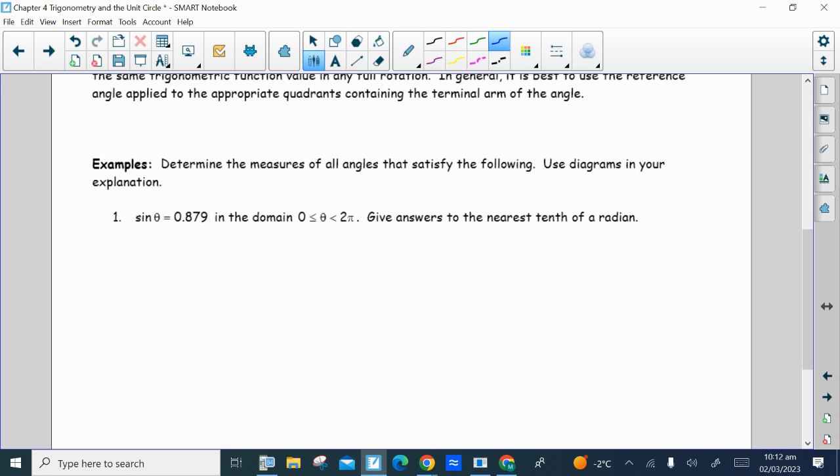So it says, determine the measure of all angles that satisfy the following. Use diagrams in your explanation. We want to know, where does the sine of theta equal 0.879, in the domain where theta is greater than or equal to 0, but less than 2 pi? So there's a couple things you need to look at here.